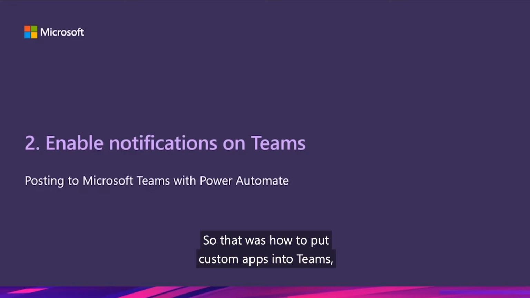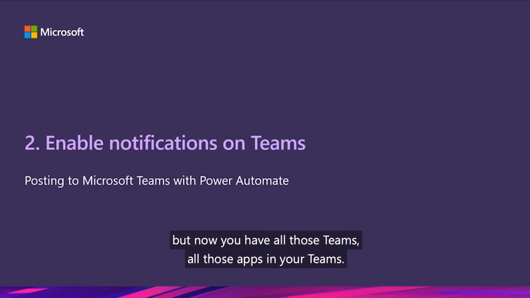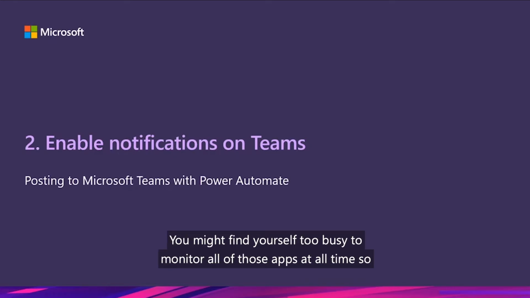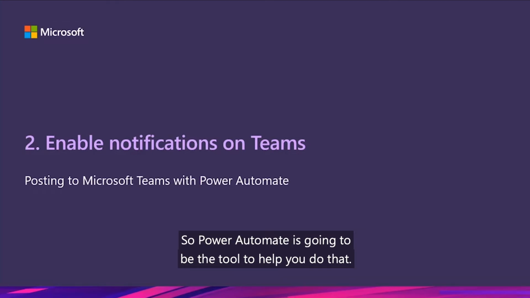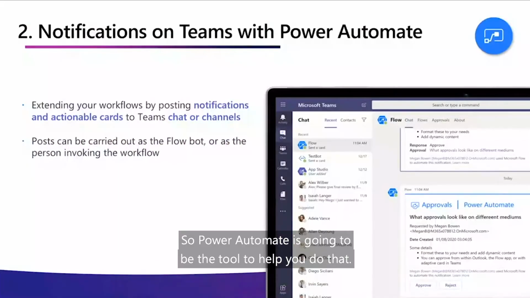So that was how to put custom apps into Teams. But now if you have all those apps in your teams, you might find yourself too busy to monitor all of those apps at all times. So to help you with it, it's very useful to set up notifications that can flow directly into your team's IM. So Power Automate is going to be the tool to help you do that.